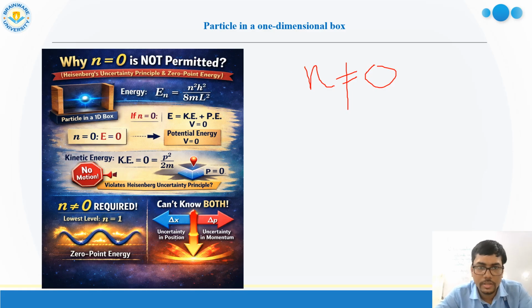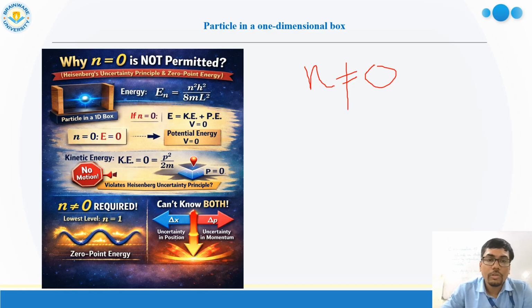Normal mathematics. So as potential energy within the box is 0, and total energy is basically kinetic energy plus potential energy, if total energy is 0 and potential energy is 0, then kinetic energy is also 0. You again know that kinetic energy equals p square by 2m, where p is the momentum and m is the mass of the particle. So if kinetic energy is 0, then momentum p is also 0.